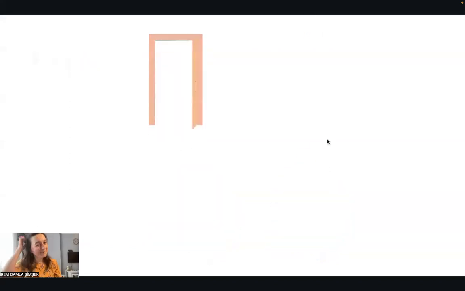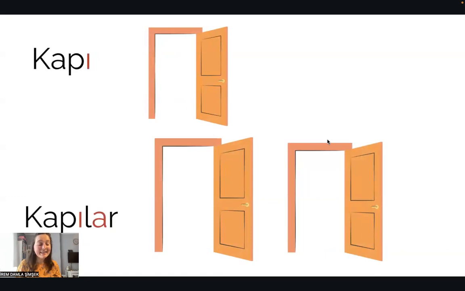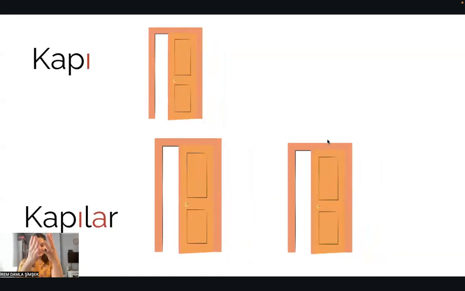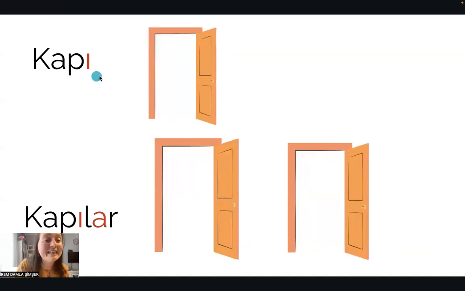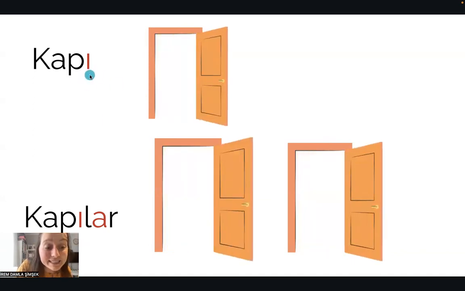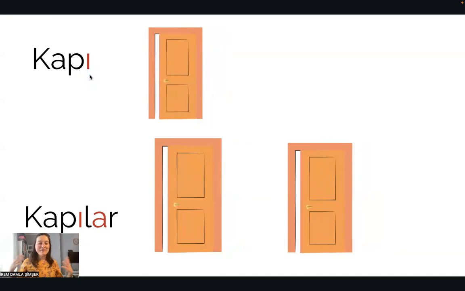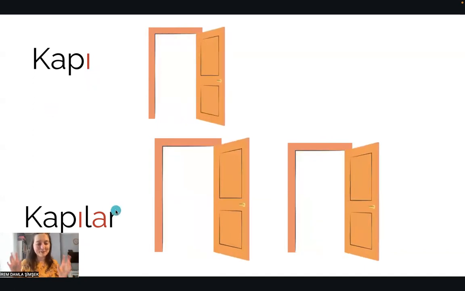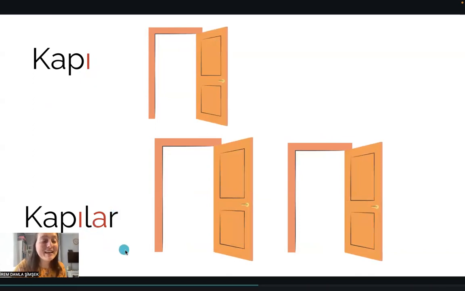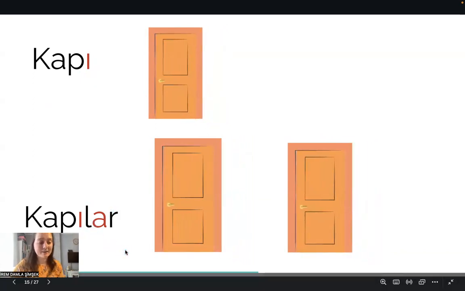And next, kapı. It means door, as you see from the pictures. The final vowel is ı. It doesn't have a dot. If I want to make it plural, like doors, like the music group, the Doors, I have to do kapılar. Okay, look at here. Kapılar. It follows like this.